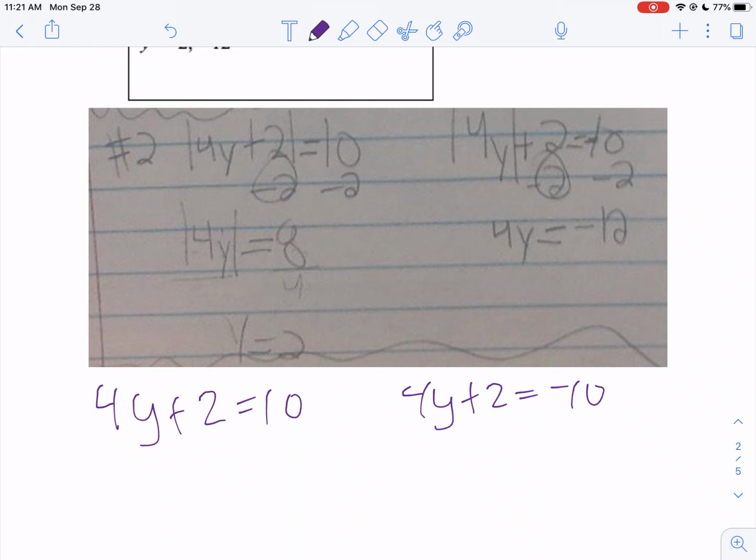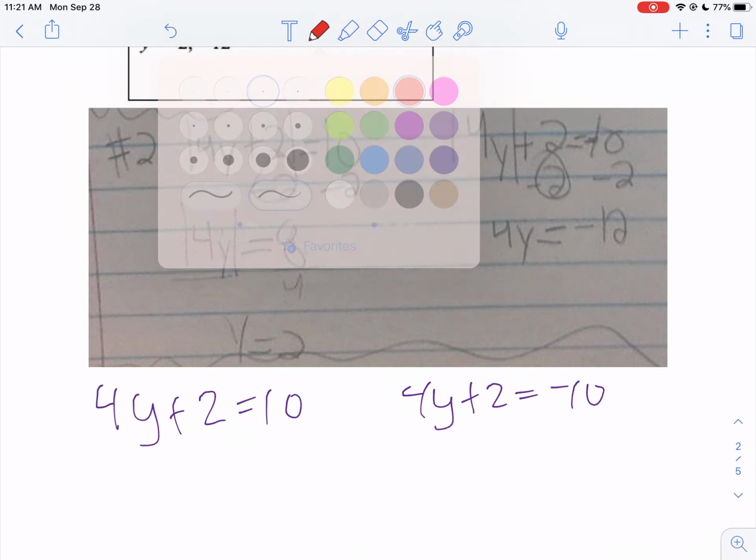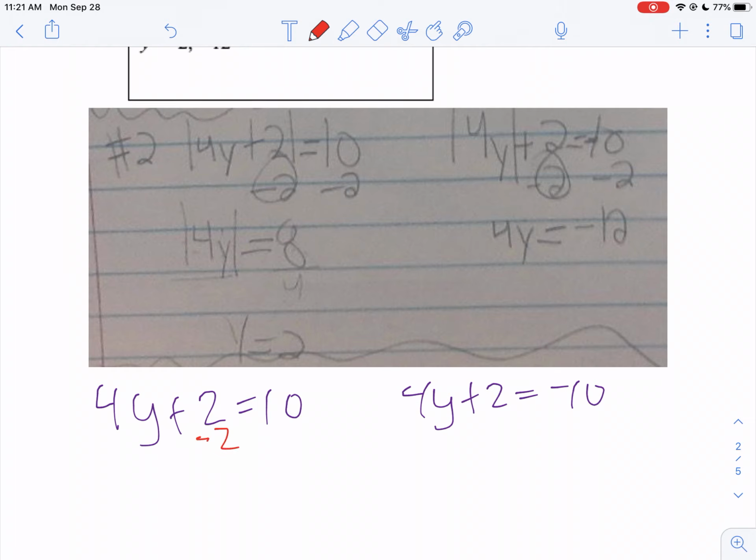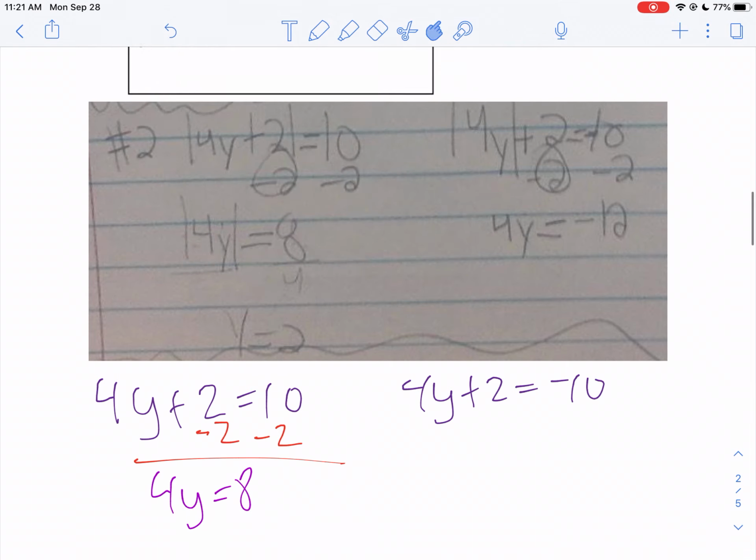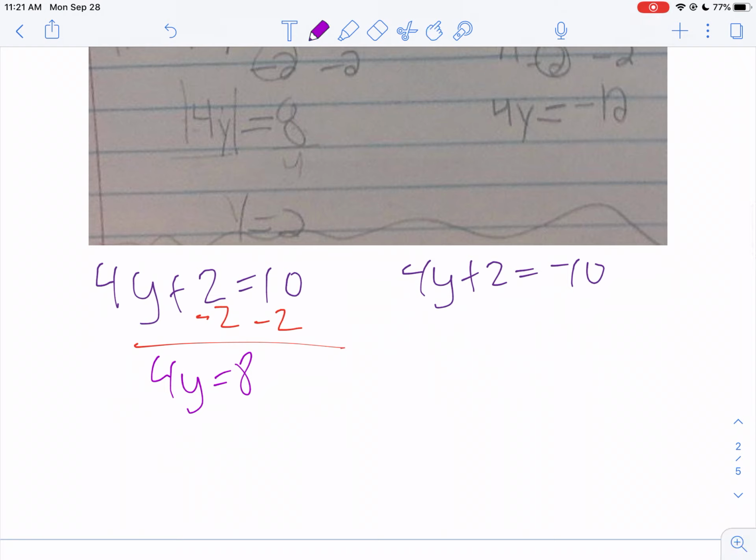When you make two equations, that's when you get rid of the absolute value. I think maybe that's what's a little confusing. So let's go ahead and do that. So we minus 2 from both sides on the left. So then you get 4y equals 8. Divide both sides by 4. 8 divided by 4 is 2.